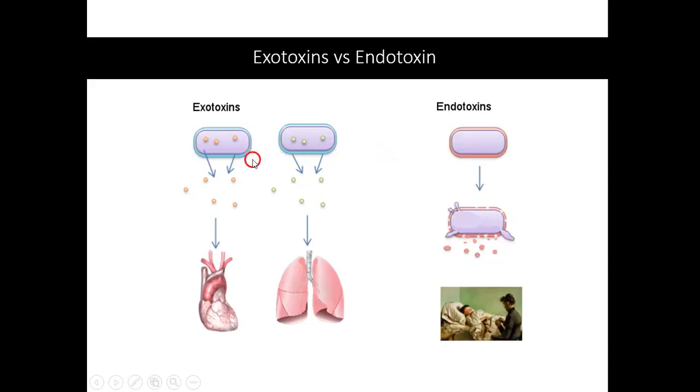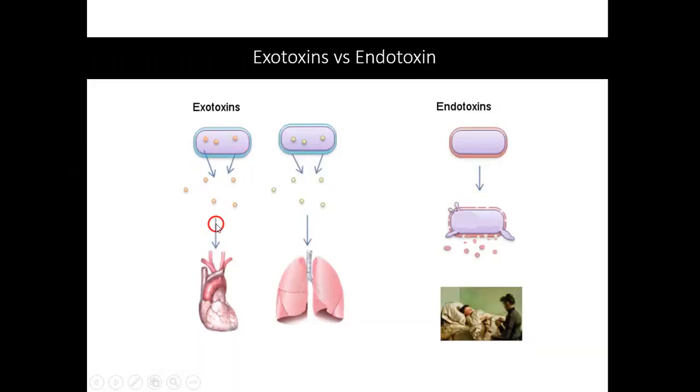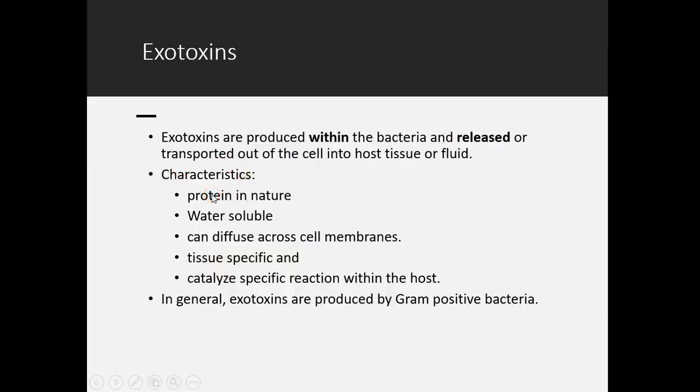So now let's look a little bit closer. So let's start with exotoxins. Exotoxins, again, are produced within the bacteria, and they're released for transport out of the host. So made inside, transported out. They're going to be protein in nature, water soluble. They're going to be tissue specific. That is very important to recognize, that they're going to be tissue specific, and they're going to speed up specific reactions within the host cells.